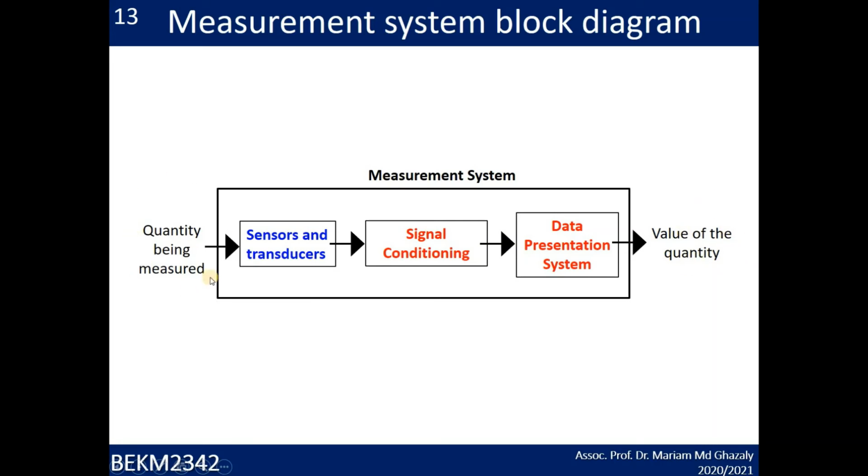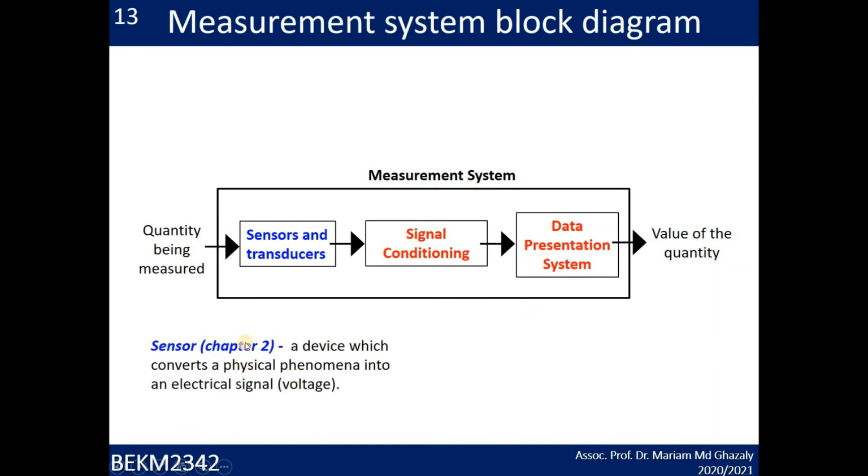So whatever quantity that you are measuring here can actually be displayed at the end of the measurement system. Okay, so this one is the measurement system, and the details on the measurement system I'm going to cover in chapter 2. It is a device which converts a physical phenomenon into an electrical signal, which is voltage. So here you have the physical phenomenon, which is temperature just now, and we are going to convert it into an electrical signal, which is voltage or current.